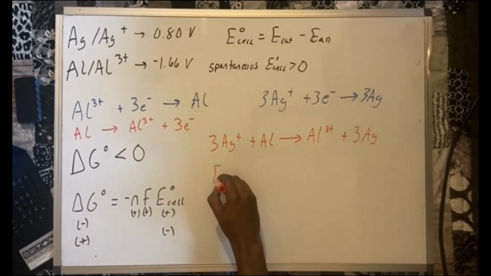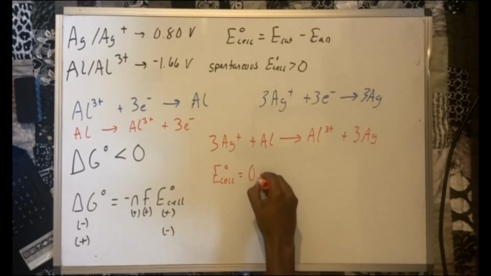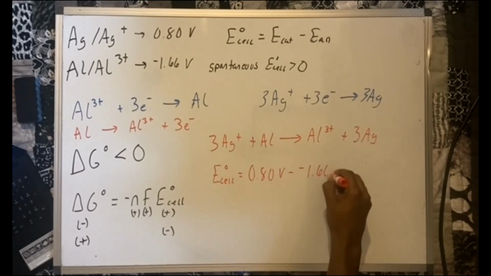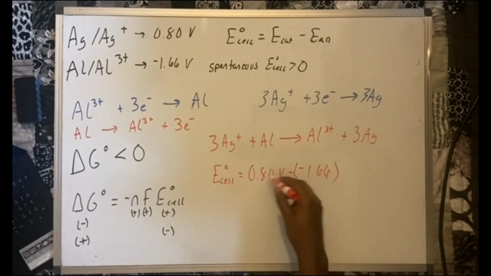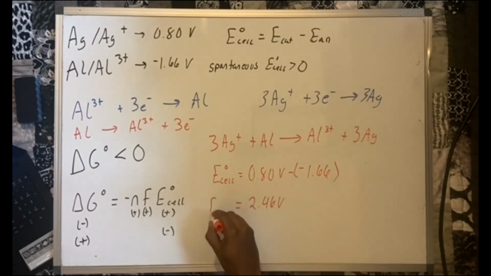Calculate E cell, no problem. So E cell naught is going to be my 0.80 volts minus my negative 1.66. Again, not multiplying it by 3 because our stoichiometry doesn't matter. So what's that? That's 1.66 plus 0.8. I didn't type it in. 1.66 plus 0.8 is my 2.46 volts. It's my E cell.